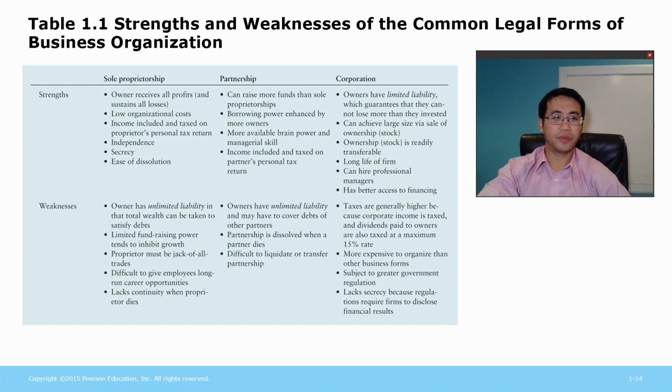So right here is a table showing you the strengths and weaknesses, pros and cons of these three types of businesses. And I think this is a good way for you to study. And in your test, definitely I'm going to give a question on the content of this table.